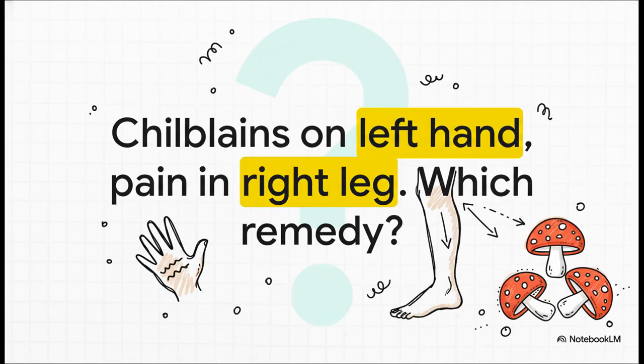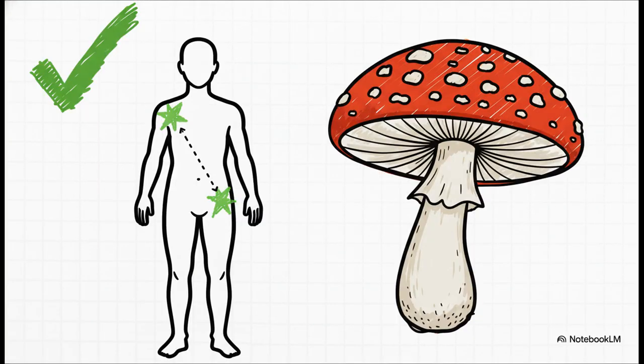This question is testing your knowledge of that specific laterality, that pattern of symptoms. Think back to that golden trio we talked about. And the answer here is D, Agaricus Muscarius. This specific diagonal pattern, upper left, lower right, is a dead giveaway for Agaricus. It's a direct quote from our source text and a perfect example of how a peculiar symptom can lead you straight to the right remedy.